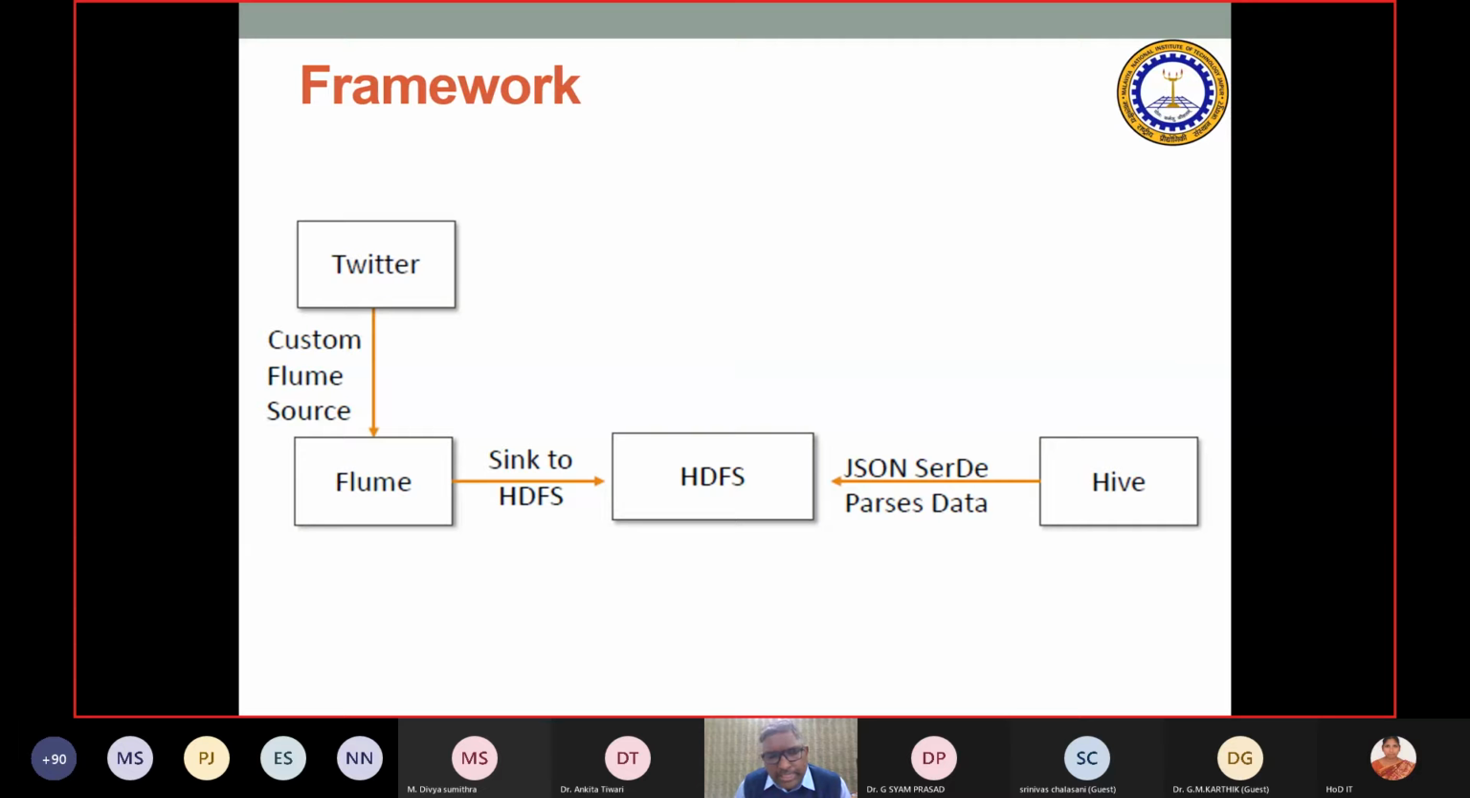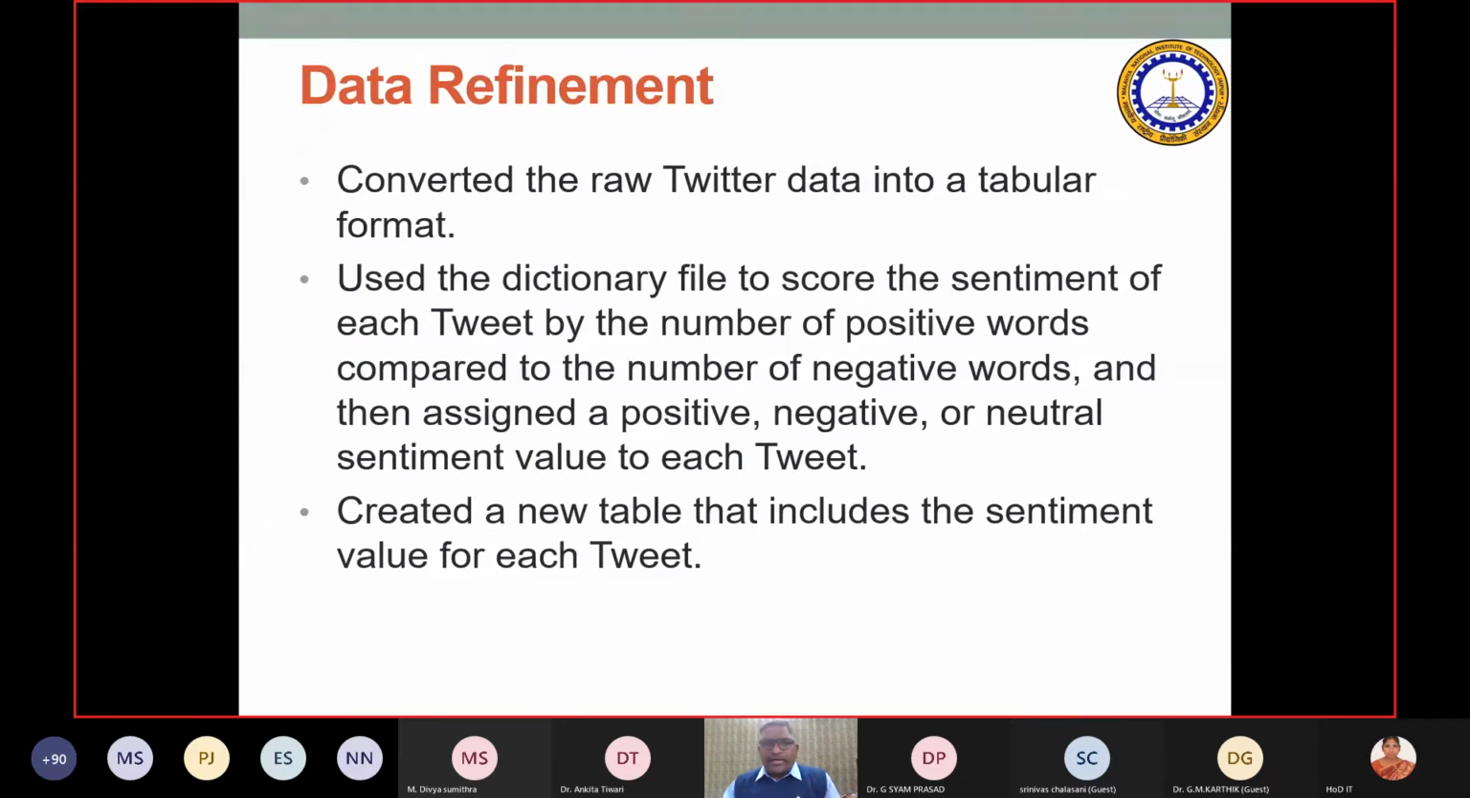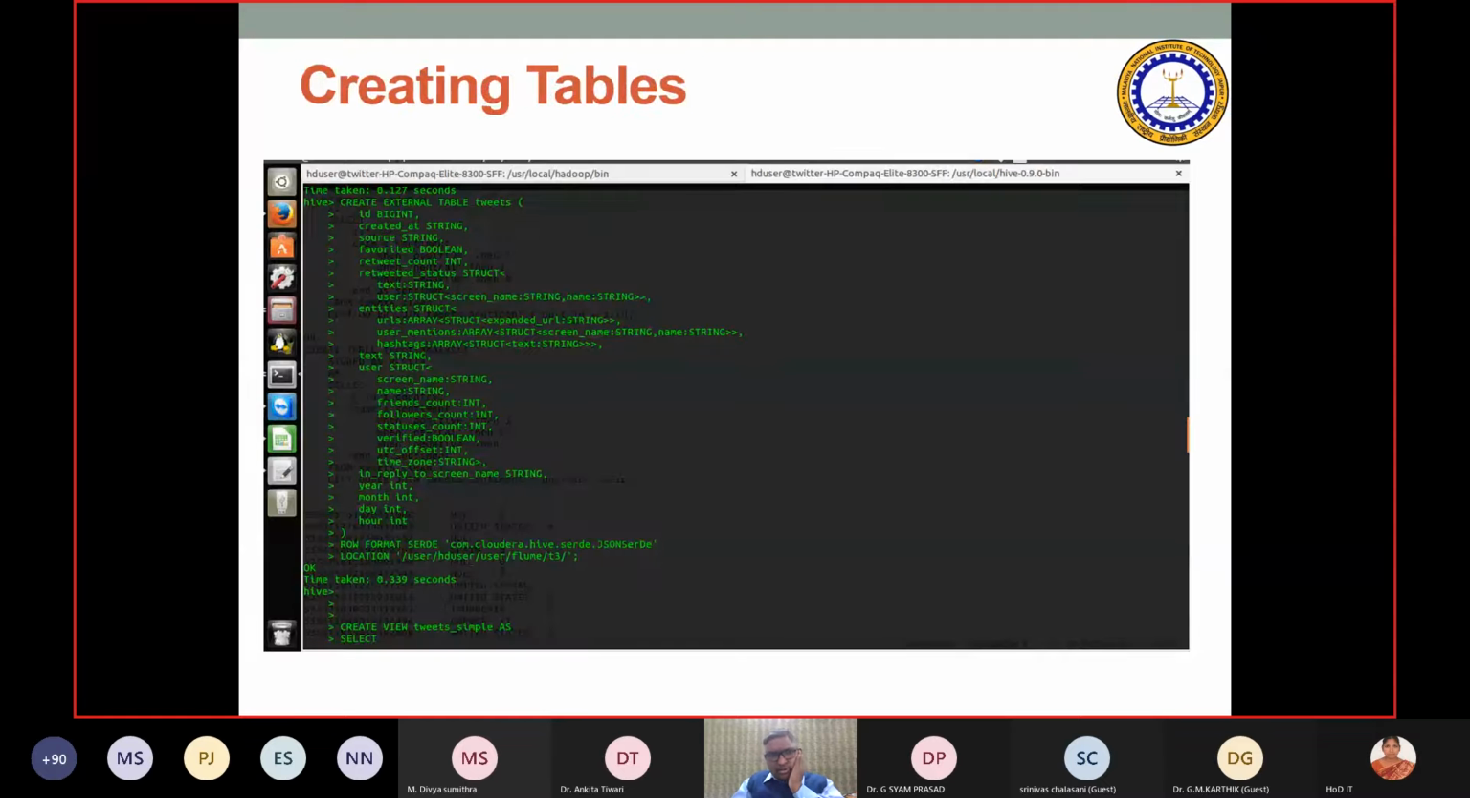Flume was connected to the Twitter API and then connected to HDFS, so that it becomes a sink to HDFS, and we use the JSON SerDe, that is serialization, deserialization. It's a package, and then it parses the data, and then you can store it using Hive. So from Hive, you take queries, and then you parse the data, and then you can store it in HDFS. So we convert the raw Twitter data into a tabular form and use the dictionary file to score the sentiment by the number of positive words compared to the number of negative words, and assigned a positive, negative, or neutral sentiment, and created a new table that includes the sentiment value also.